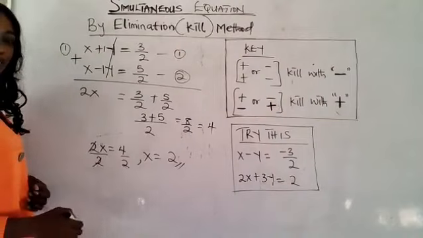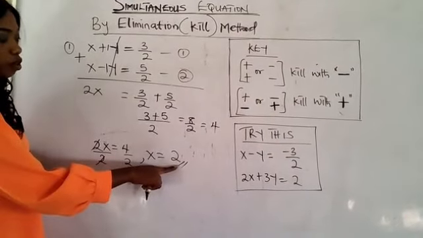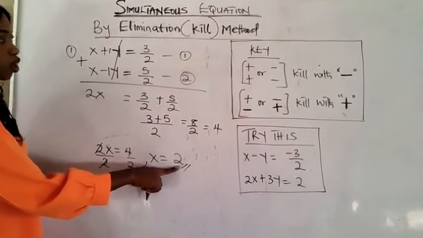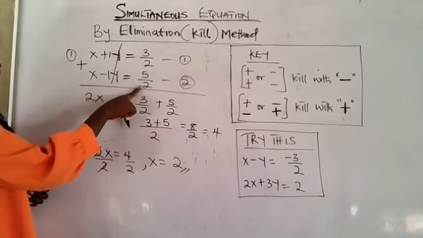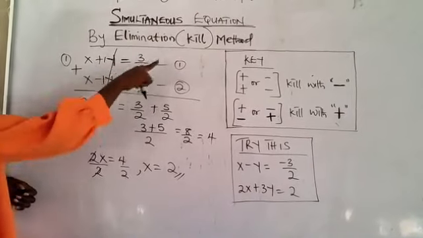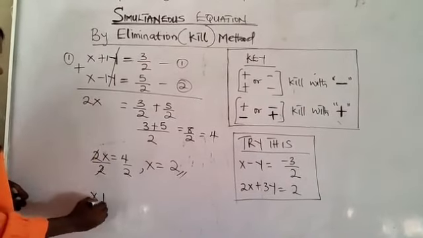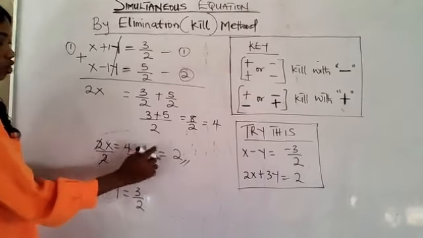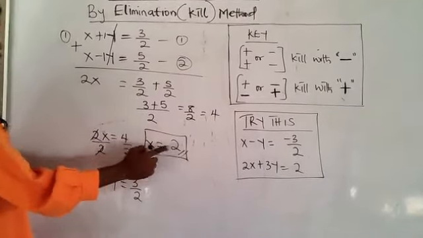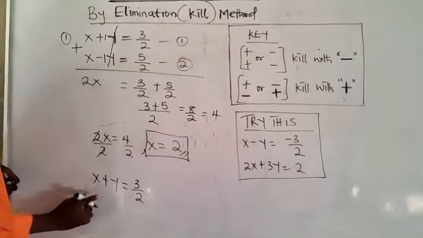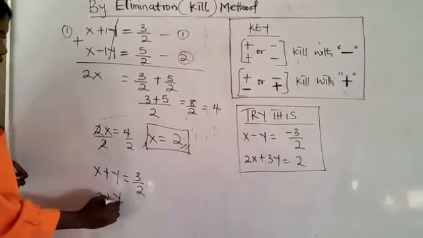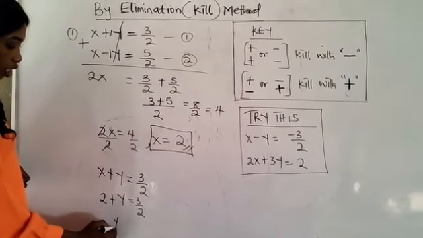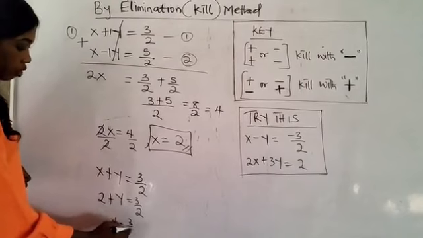Now that we have gotten the value of x, let's now go for the value of y. Since x is 2, we can choose to put x as 2 either in equation 1 or in equation 2. If we are using equation 1, our equation 1 is x plus y is equal to 3 over 2. Remember that our x is 2. So we replace our x as 2 here, which will give us 2 plus y is equal to 3 over 2. So if you make y the subject, y will give us 3 over 2.